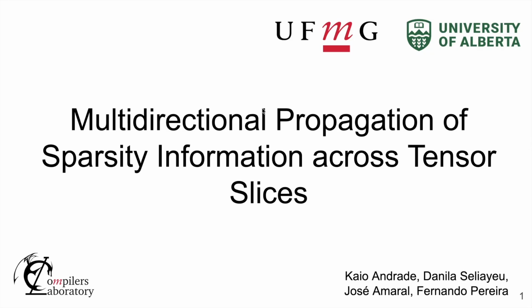I am a graduate student at the Compilers Lab at UFMG. And in this video, I will talk about a paper that we published at CGO 2026, which is called Multidirectional Propagation of Sparsity Information Across Tensor Slices. This work was developed between research from UFMG and the University of Alberta.